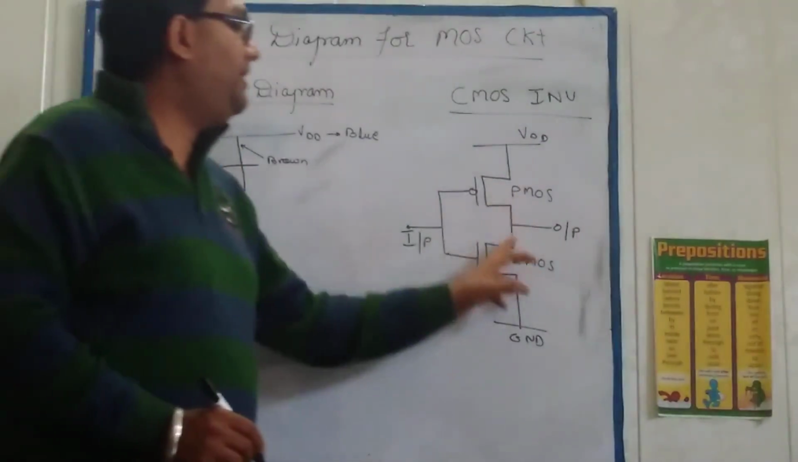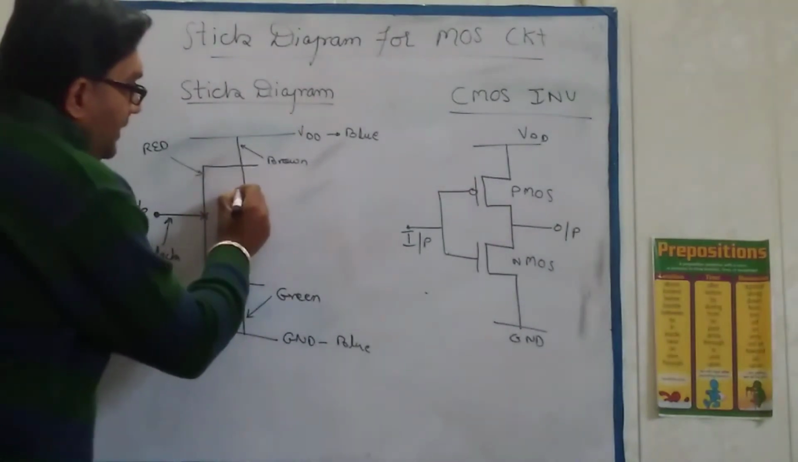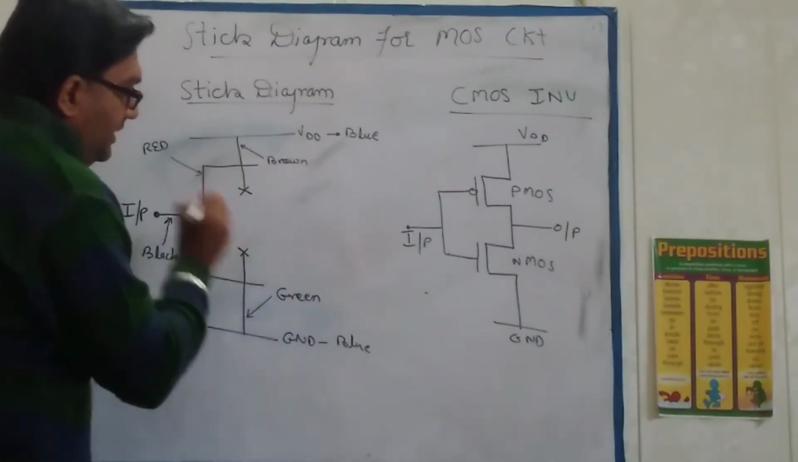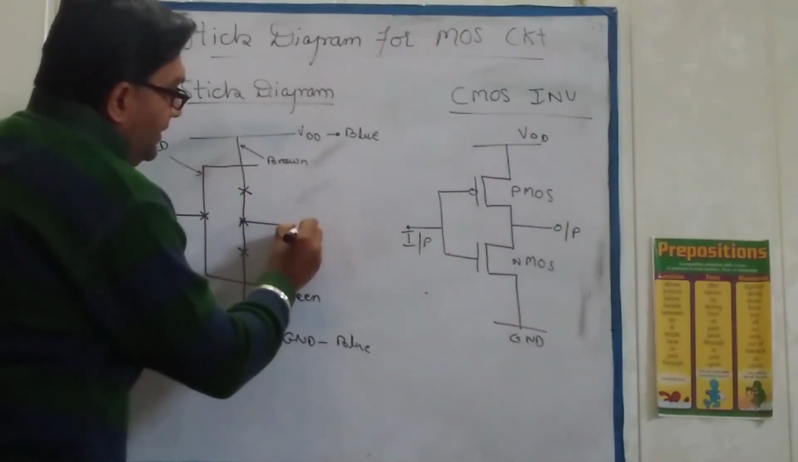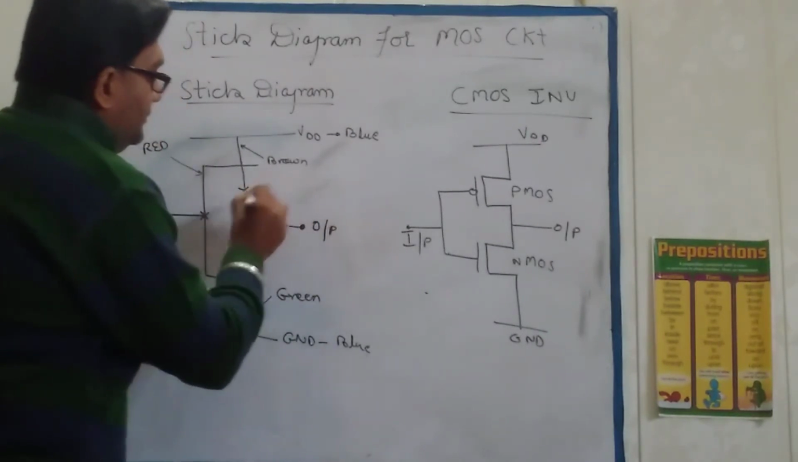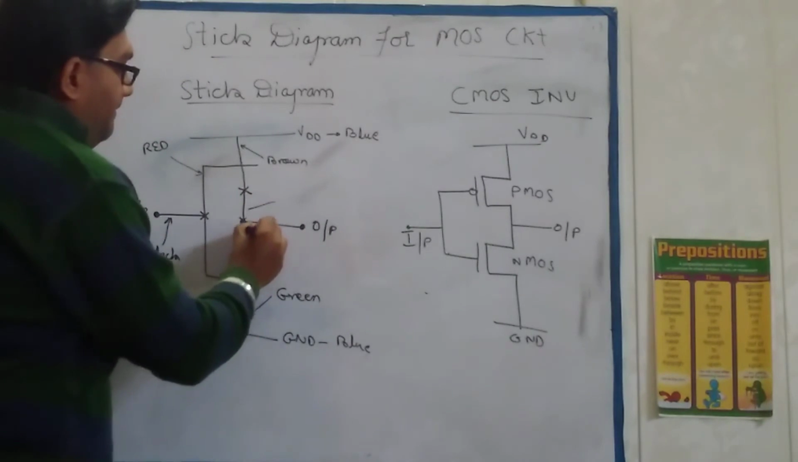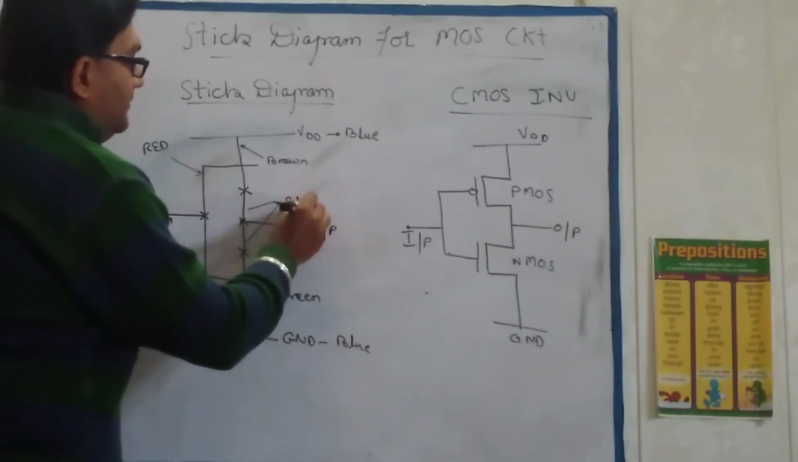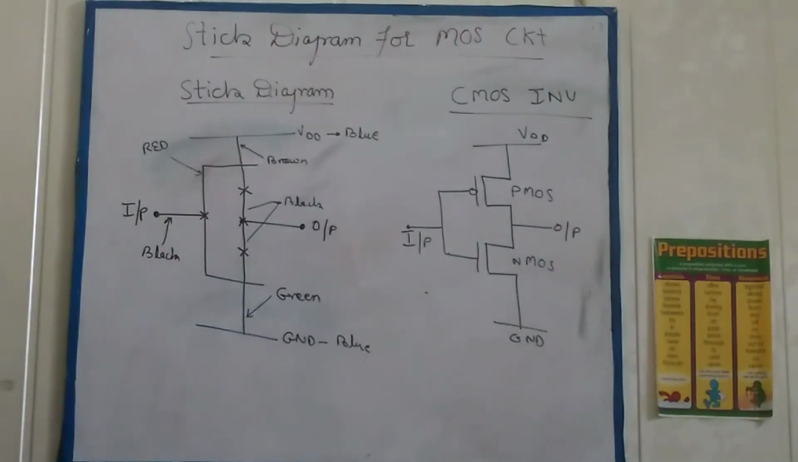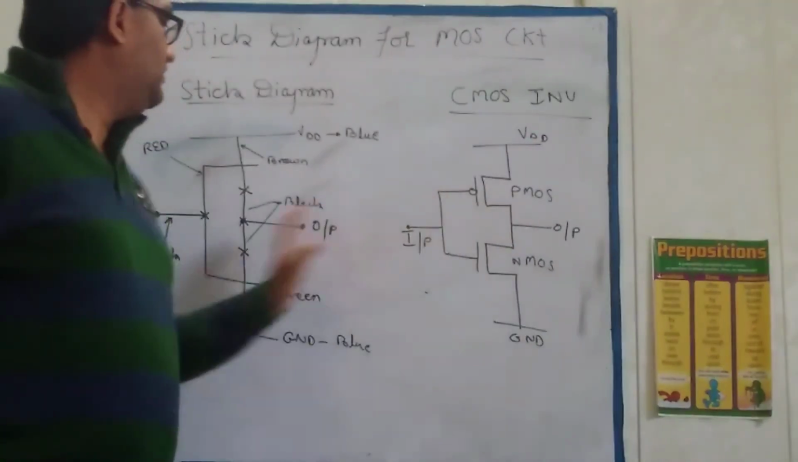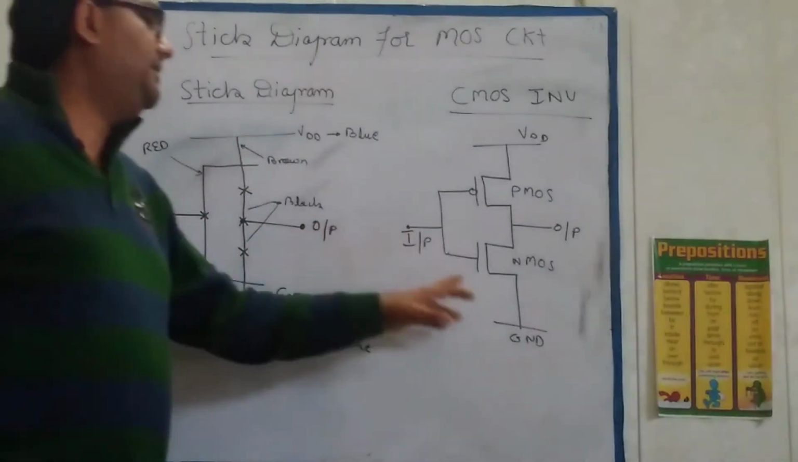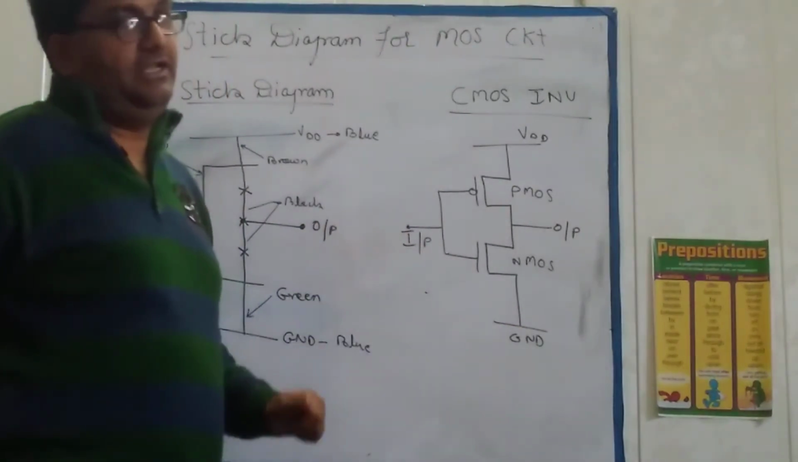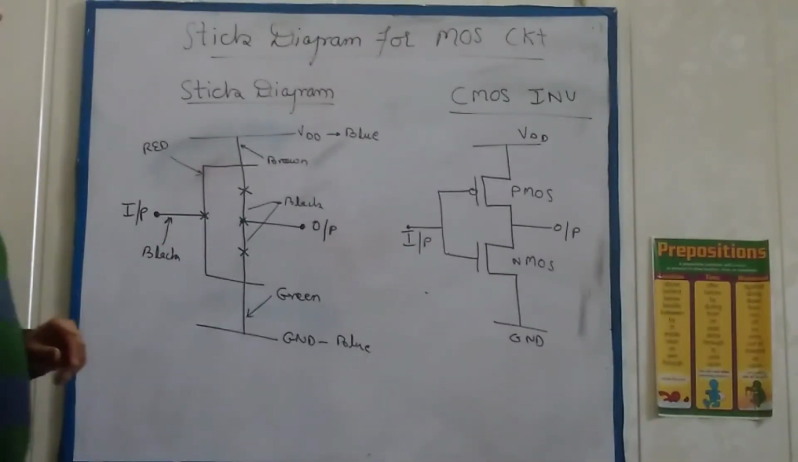Now what remains? We have to take the output. For the output, again we take one connection here, one connection here, and with a black line I have taken the output. So this line is a black line. So this is the simple stick diagram for the CMOS inverter. The only thing is you have to take care of the color combinations that are taken for each parameter, each symbol or line, right? So this is how to draw the stick diagram.